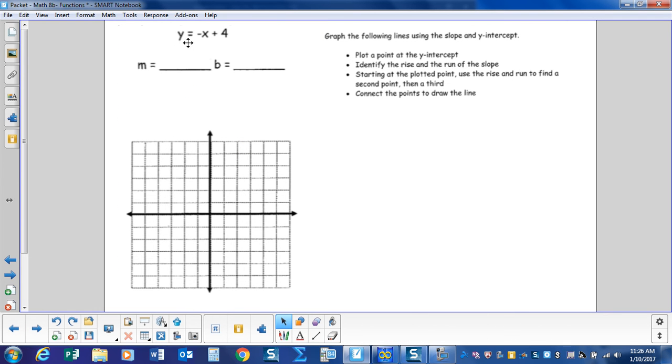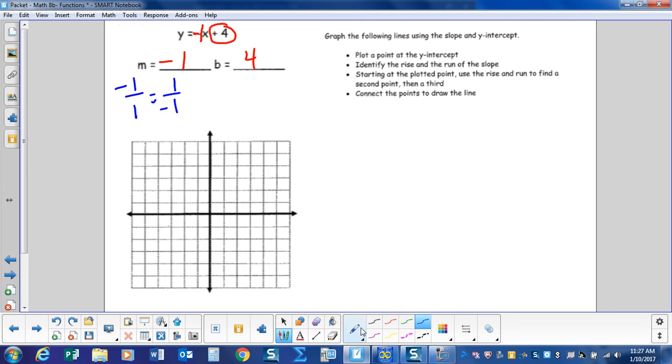Again, y equals -x plus 4, so we're going to graph this. So we have to determine the slope and the y-intercept, and we're going to remember there's an invisible 1 here. So my slope is the first number, which is a -1, and my y-intercept is the second number, which is a positive 4. So let's rewrite our slope, rise over run, as -1 over positive 1, or positive 1 over -1.